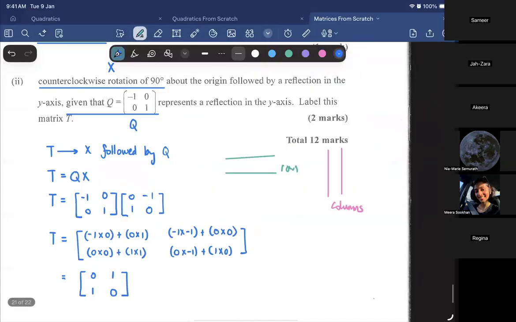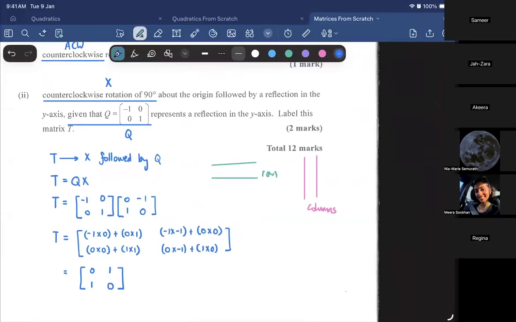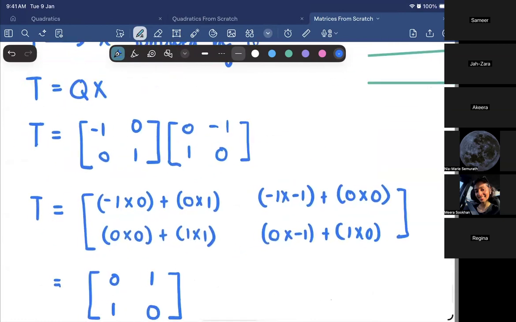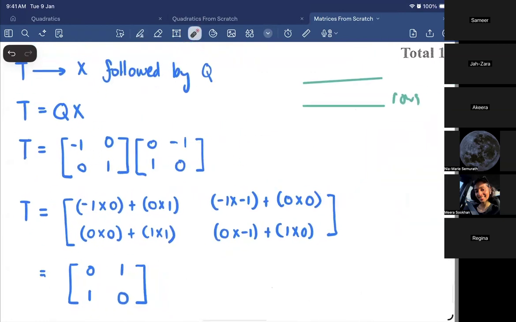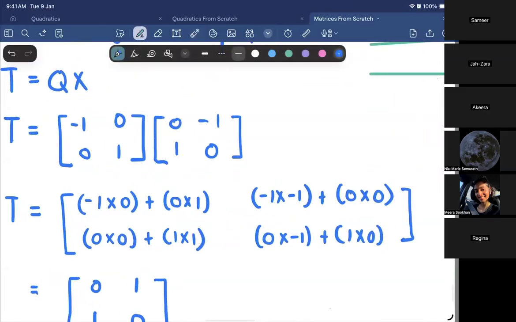Is everybody okay with this? Yes, sir. No, I don't understand where... Okay, no problem. Let's go through it in detail. You okay with the matrix multiplication? Yes, sir. All right, so all I did was just simplify it.